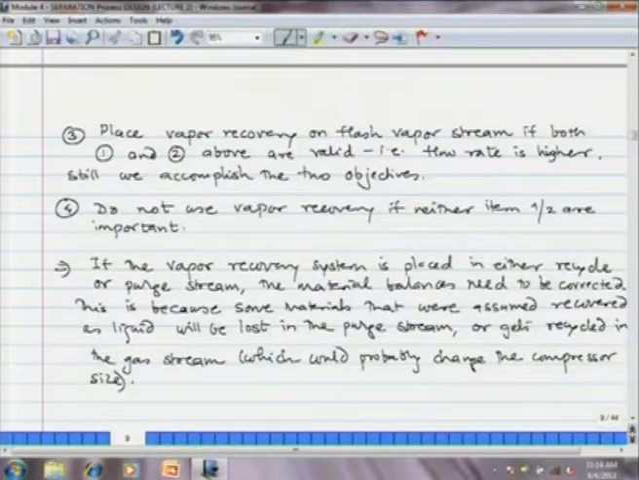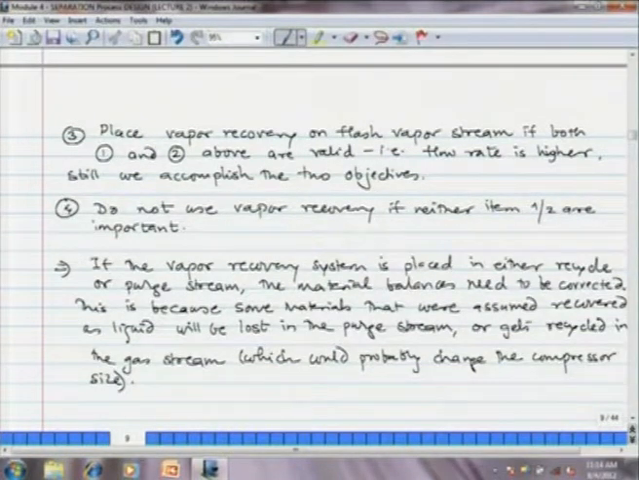However, if both 1 and 2 apply, say you have to recover valuable material and at the same time prevent the recycling of deleterious components, then you have to place the gas absorber immediately after the flash drum. In that case, gas absorber operation will be expensive, for the reasons I mentioned earlier. However, you have no choice, because if you do not remove the components earlier, you are going to suffer greater loss. And finally, do not use the vapor recovery if neither item 1 nor 2 is important.